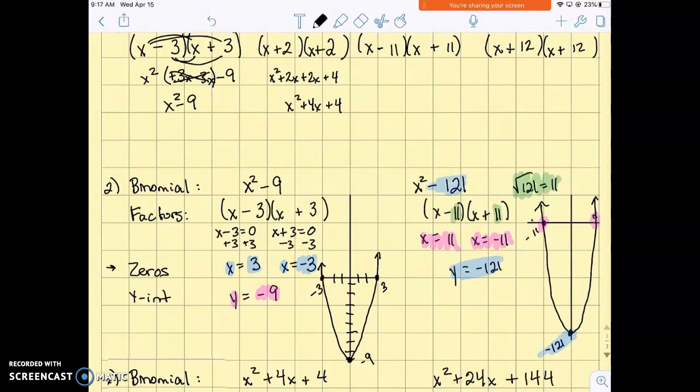So I color-coded for you. You can see where I got the 11 from. It's the square root of 121. You see where I got the negative 121 from. It's the constant that's at the end of our quadratic. And then you can see where I graphed everything.